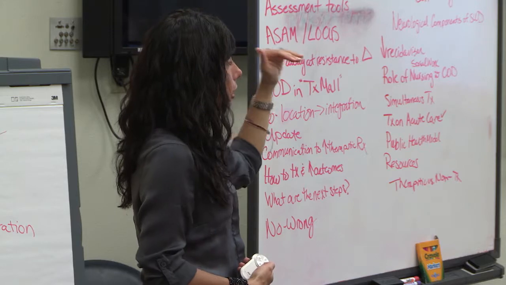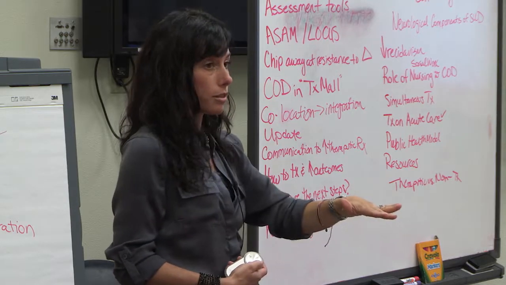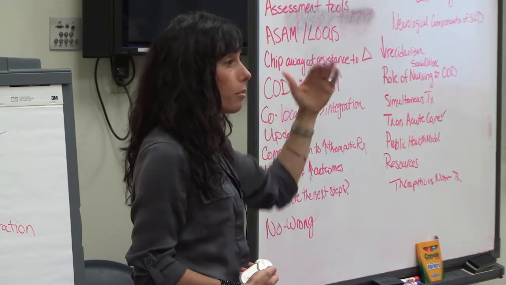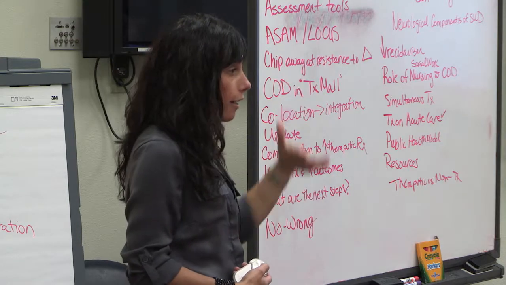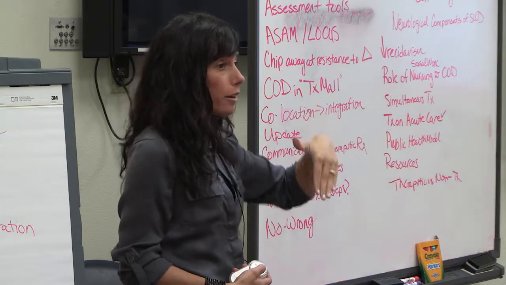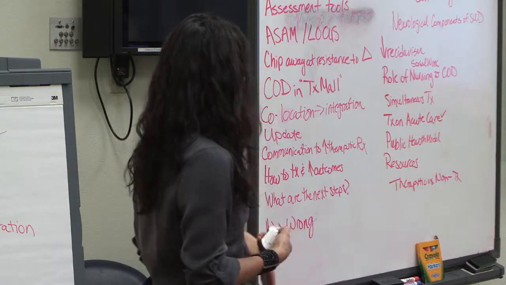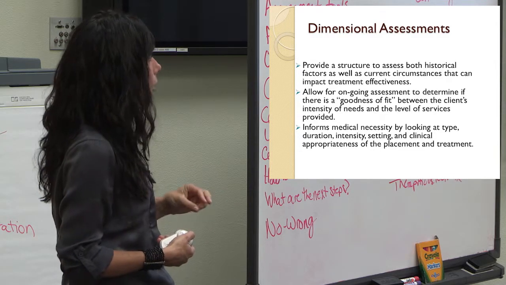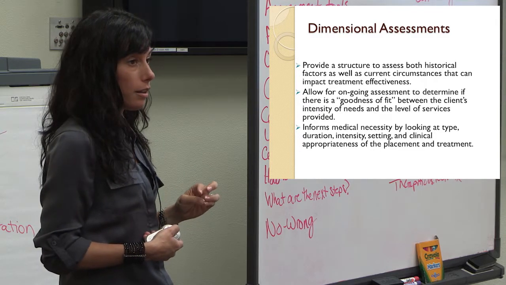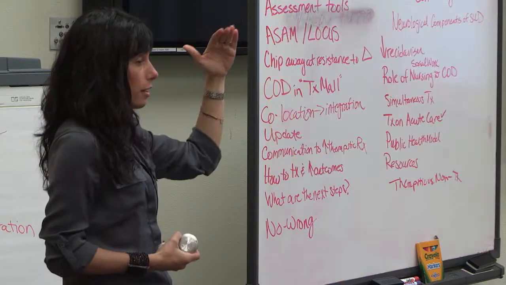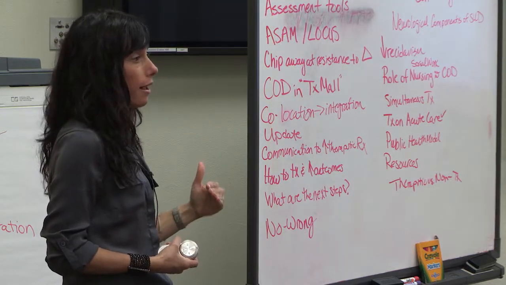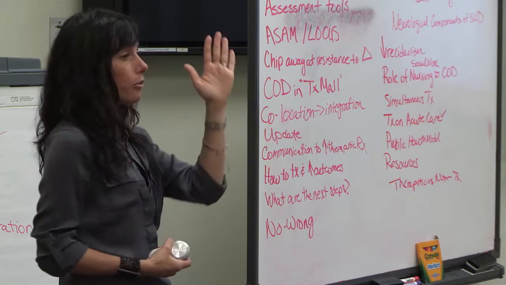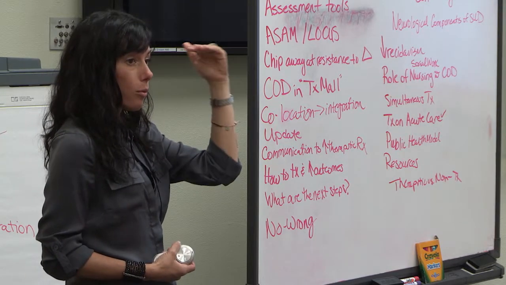We also use it to determine, are people ready to be discharged from services? So have we been able to demonstrate that we've had some movement, we've been able to decrease or affect some change on any of these various dimensions, which then lower their intensity of need? So it informs medical necessity by looking at type, duration, intensity, setting, and clinical appropriateness of the placement and treatment. So it's all connected. We use the LOCUS assessment to really help define the severity ratings on each of these dimensions. And based on the severity of the dimensions, it helps inform what type of treatment they need and what placement they need.